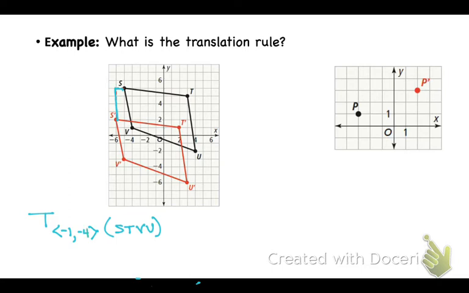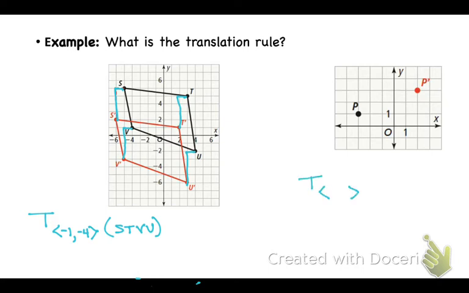So we have to check to see if we're right. Because if it worked for S, it has to work for what? All of them. Okay, so check them. Does -1, -4 get you to all of them? Yep. So are we right? Yep. We're so brilliant. Okay, next one, do on your own.